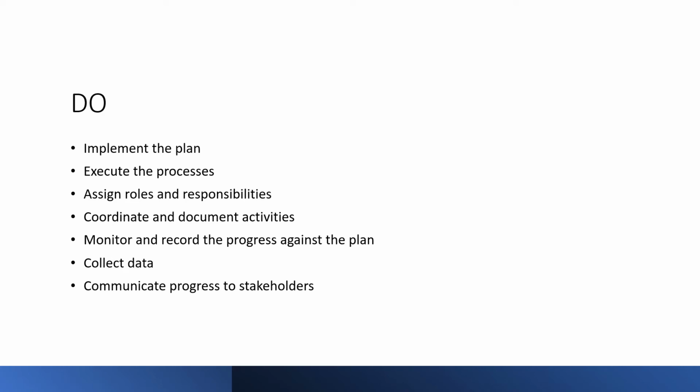And these all will be defined as a part of your plan. Now the persons to be allocated in this particular phase. Okay. Coordinate and document activities. So now you started implementation, so you need to write down the activities and you need to document the activities. Now monitor the activities and record the progress against the plan.